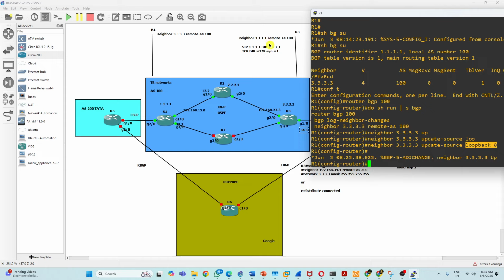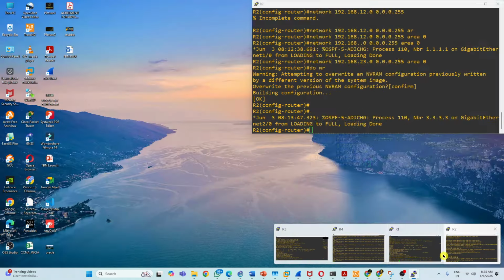Here you configure the neighbor as 1.1.1.1, but the exit interface is 12.1. So it is expecting a packet from 1.1.1.1, not 12.1. So that's why the packet is not accepted. It does not match. So the same thing you need to configure on R3.